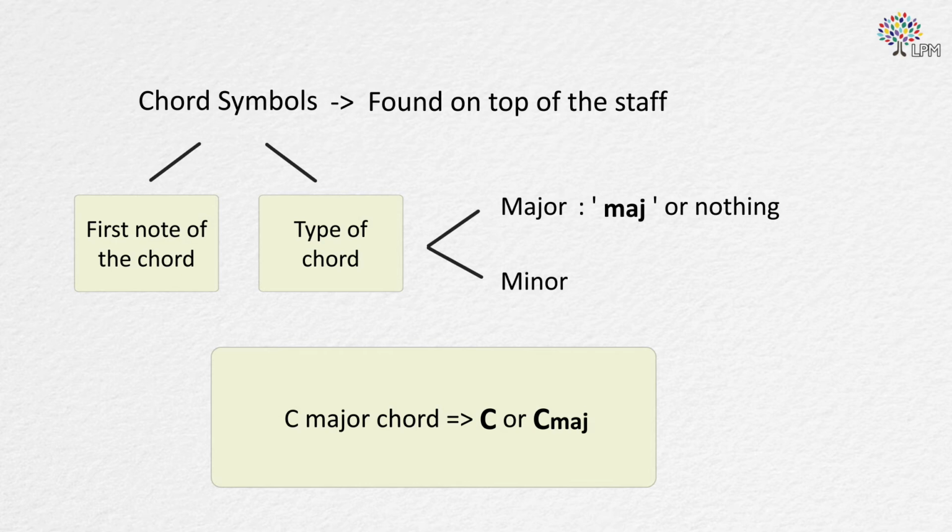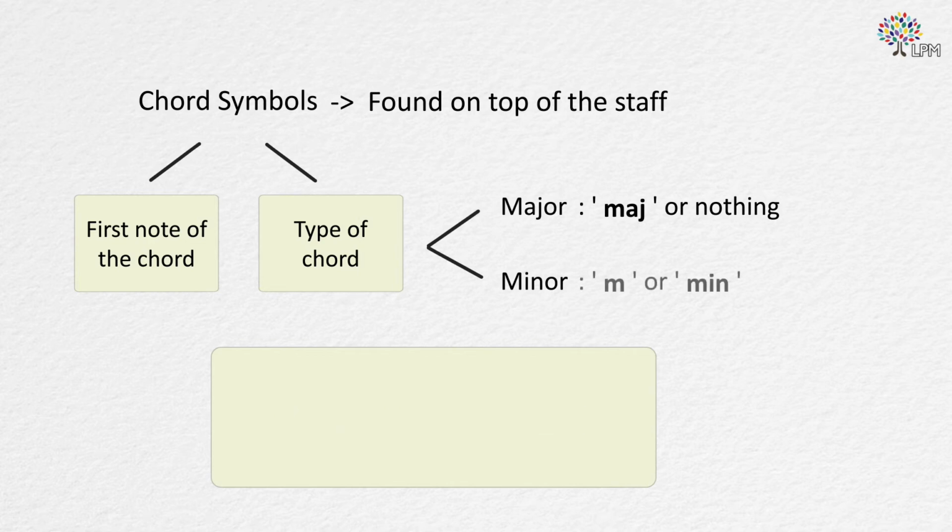Now if the composer wants us to play a minor chord, then there are also two ways which he can do this. Firstly, he could just write a small m to the right of the capital letter, or he could write MIN to the right of the capital letter. So if the composer wants us to play a C minor chord, he will either write Cm or CMIN.